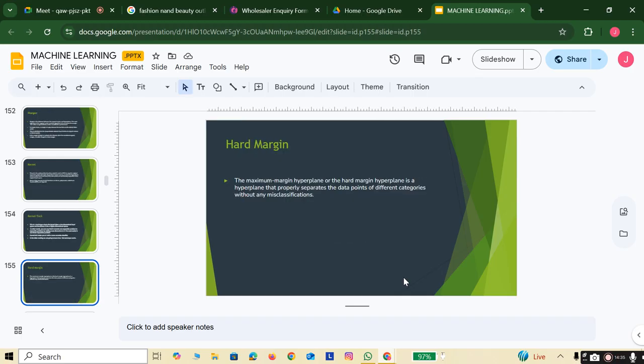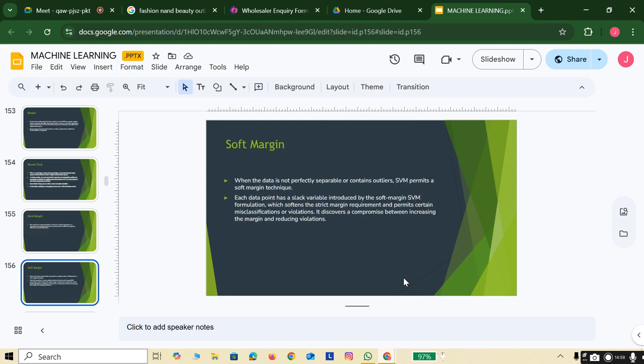Hard margin. Of course, you know what a margin is. So the hard margin is just a continuation of the margin. The maximum margin hyperplane or the hard margin hyperplane is a hyperplane that properly separates the data points of different categories without any misclassifications. So it is actually the distance that exists perfectly.